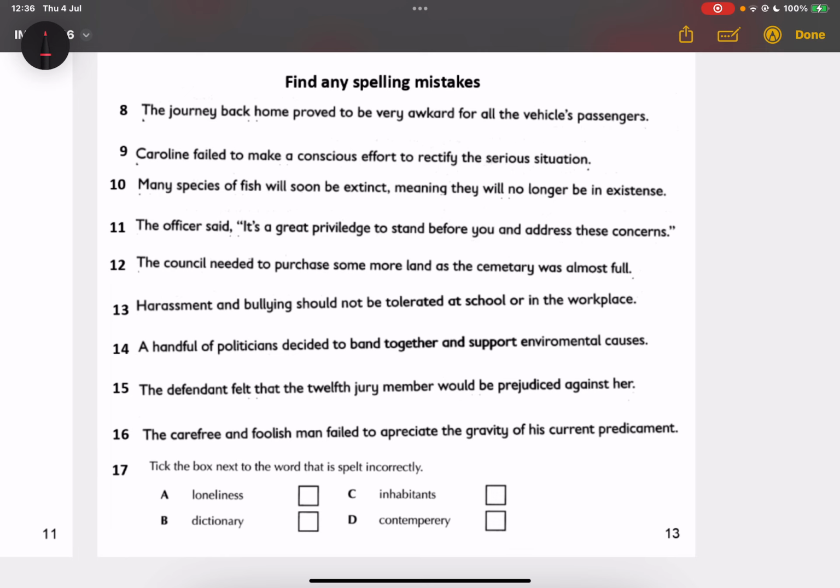And then spelling mistakes. The journey back home proved to be very awkward for all the vehicle passengers. So awkward should be spelled AWKWARD. Then 9. Caroline failed to make a conscious effort to rectify the serious situation. I swear no mistakes with this one.